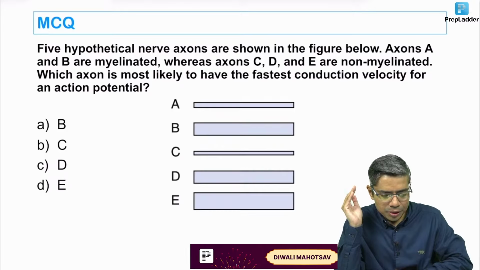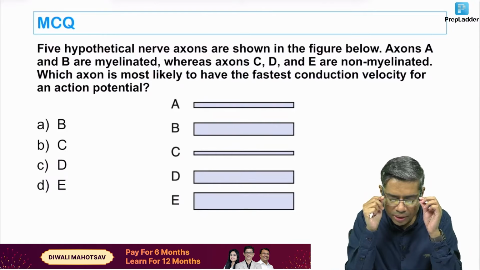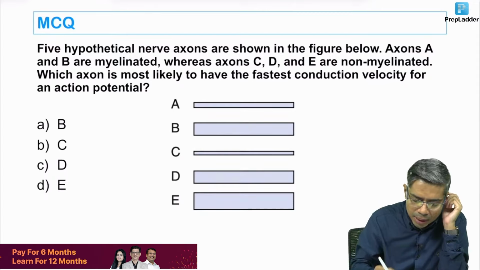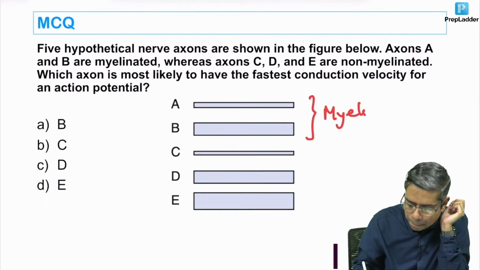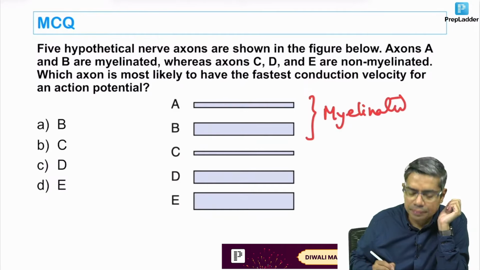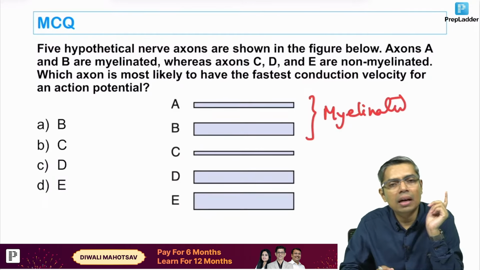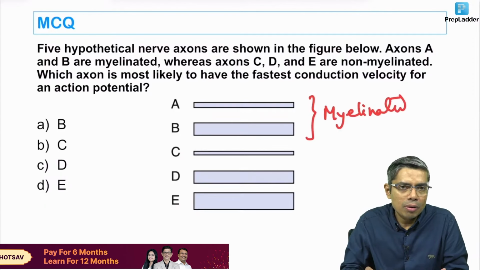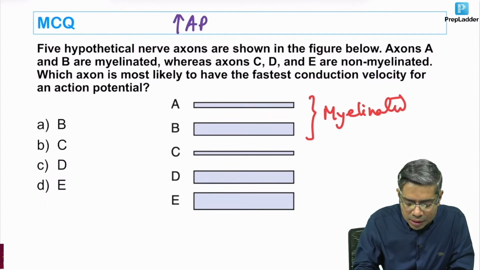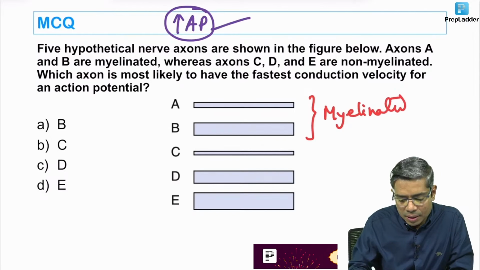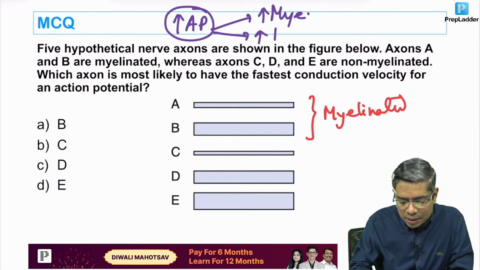So next question. 5 hypothetical nerve axons are shown in the figure below. Axon A and B are myelinated. So whenever I get this thing, myelinated, I have to remember it. And remaining 3 are unmyelinated. But we all know that conduction velocity of action potential will be increased either due to increase in myelination or due to increase in diameter.